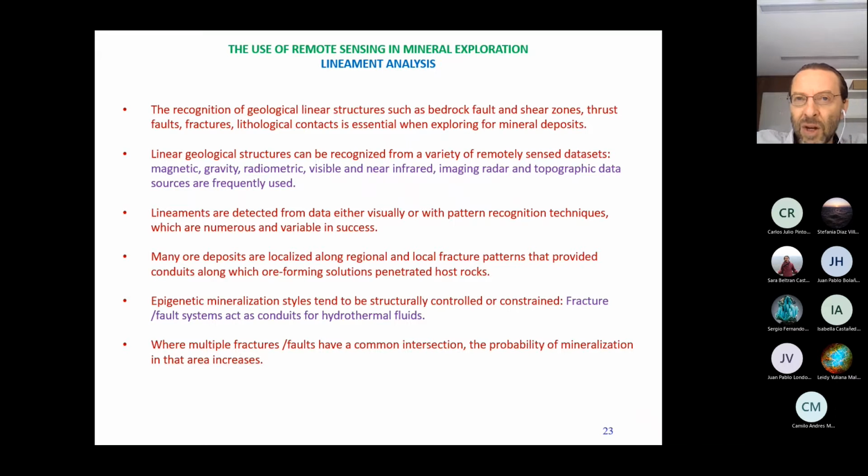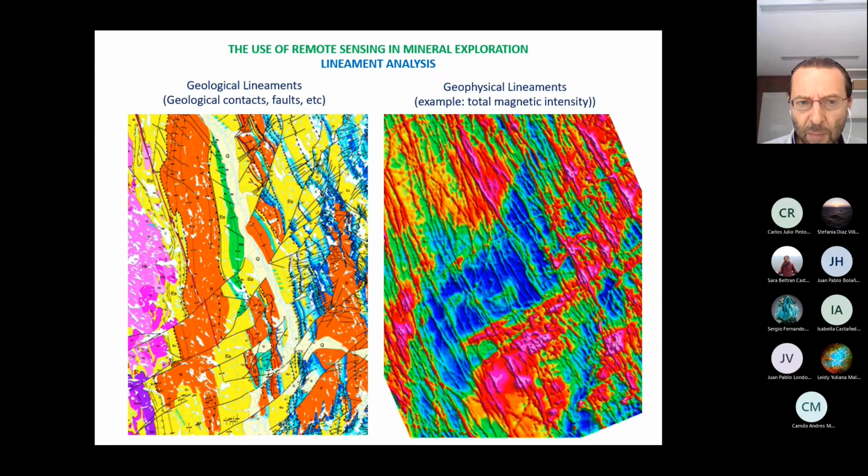You must have initially a package of rocks, and then you have later fluids coming into them and precipitating the metals. So epigenetic mineralization styles are structurally controlled because the fluids must use some conduits. Yeah, so that's the idea. So here are some examples.